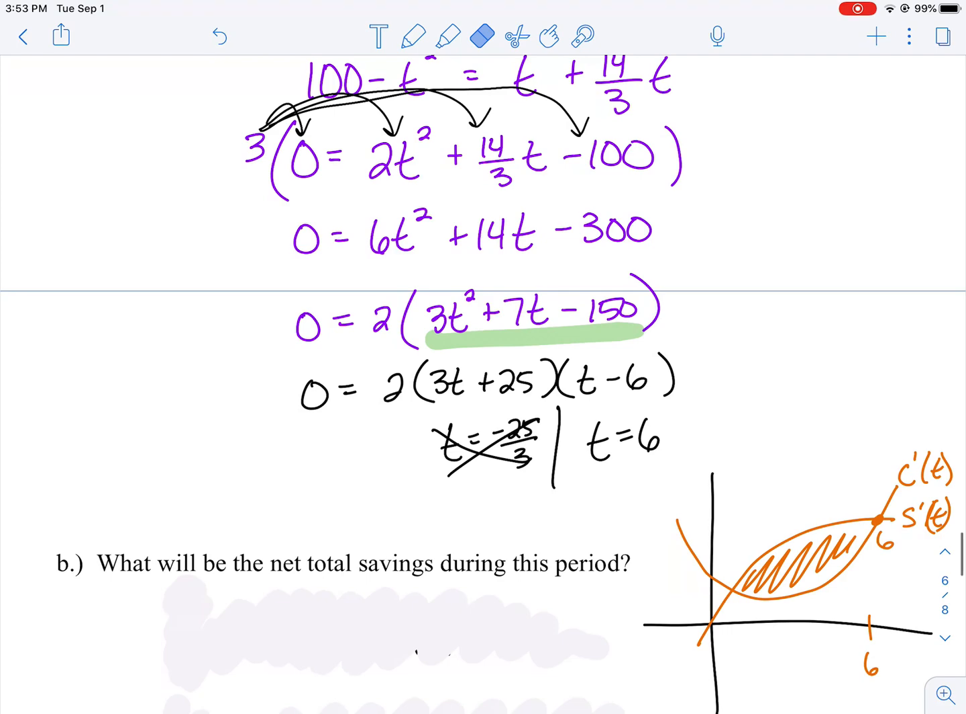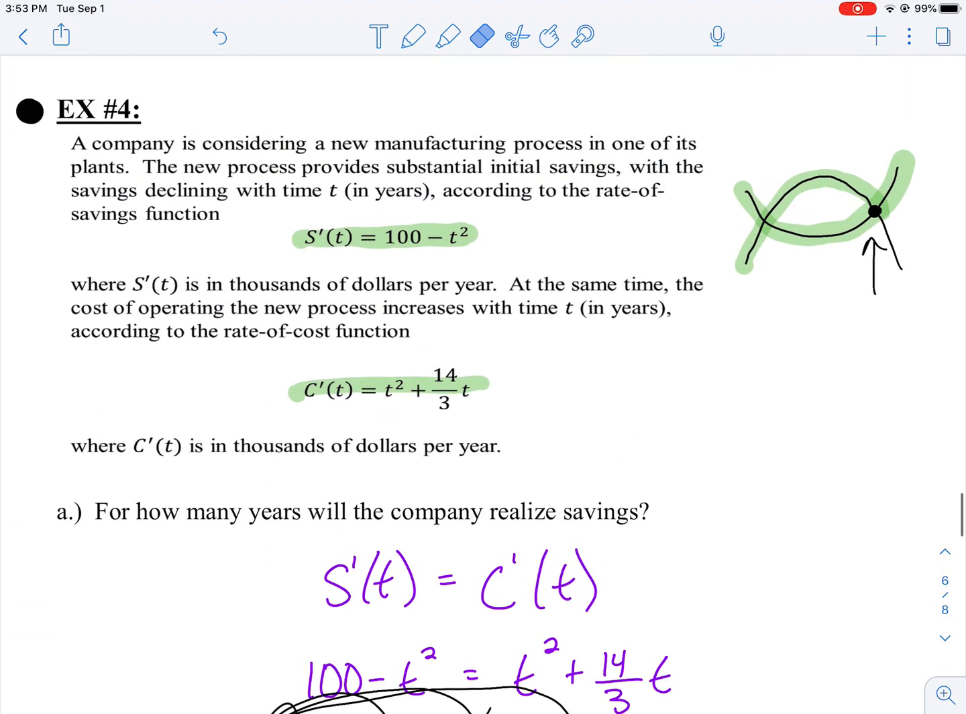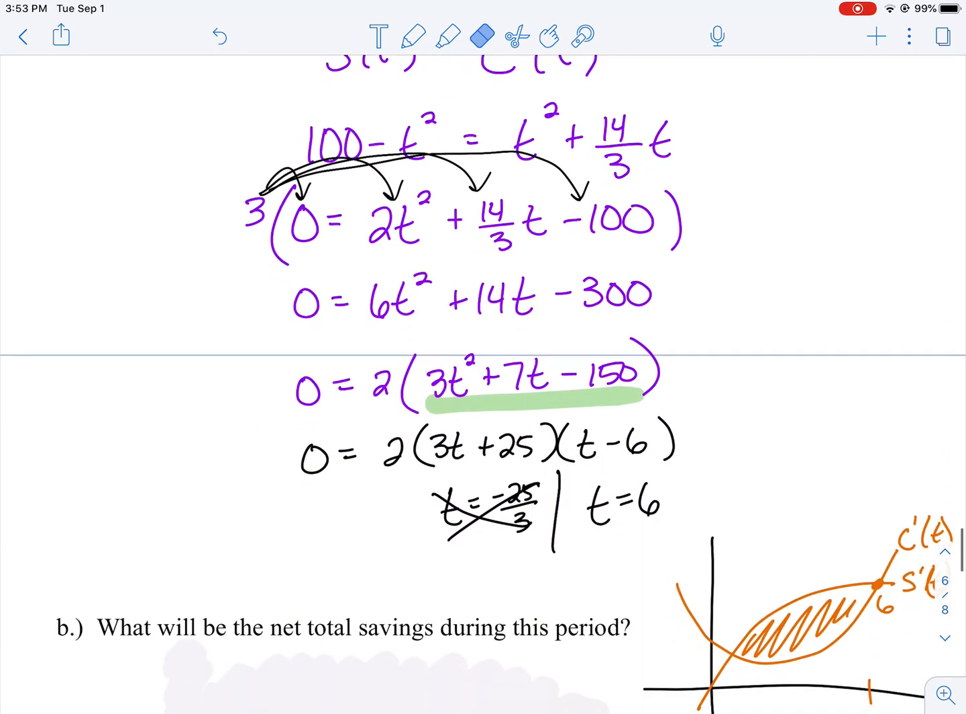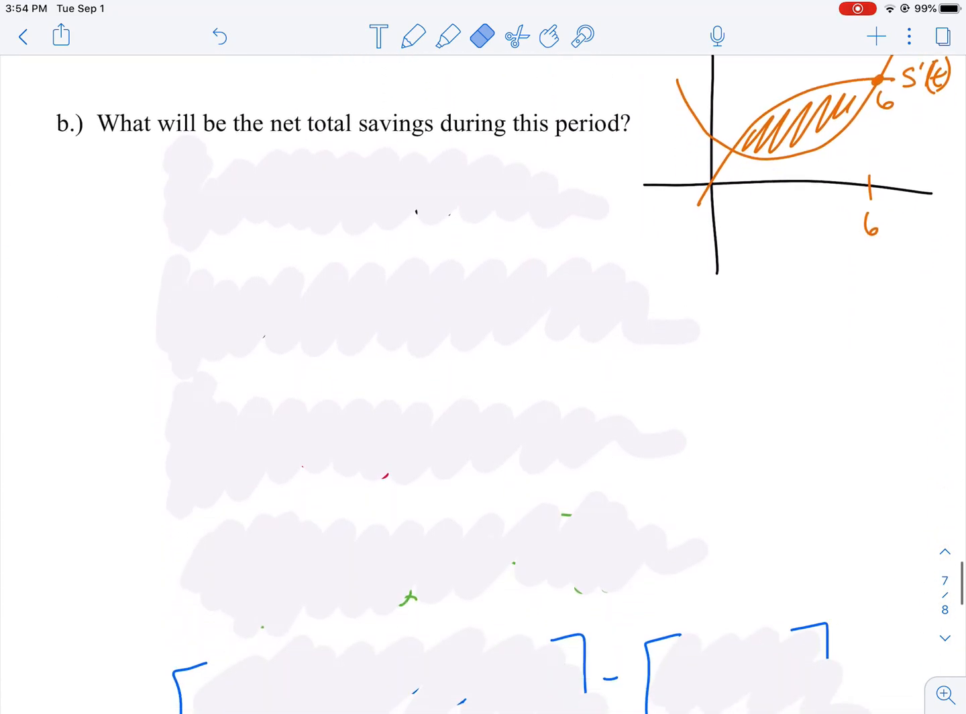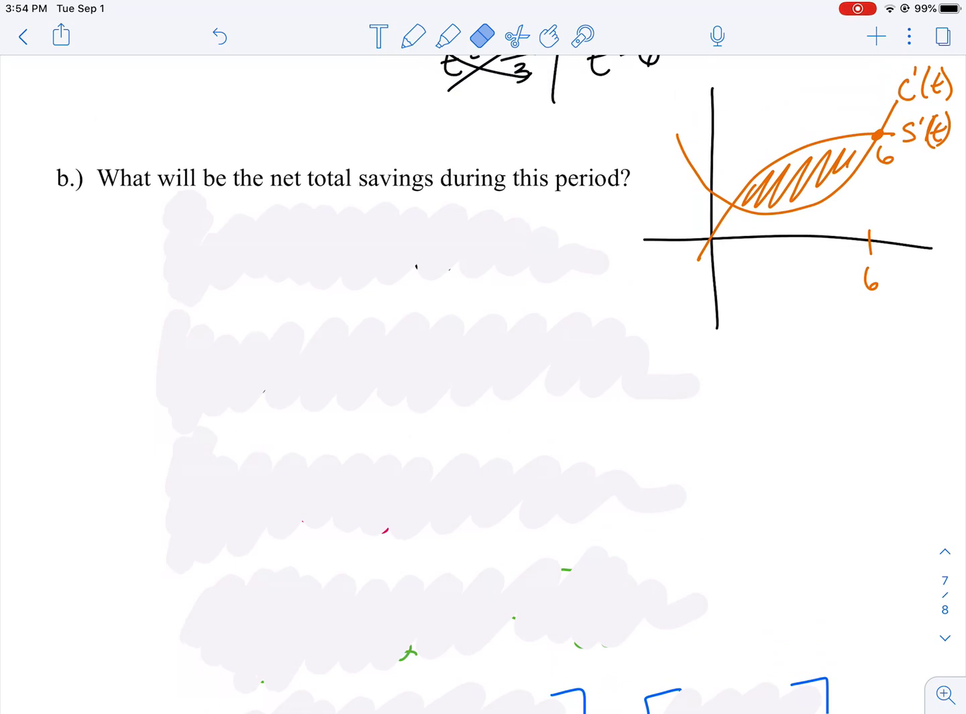So what that means is these two functions, the cost function and the savings function, intersect, they're the same, at t equals 6. That's 6 years since I started this new process. So that's the time where the cost is going to go higher than the actual savings. So that's when we're going to realize our savings, and we're going to have to make sure that we reanalyze what we're going to do.